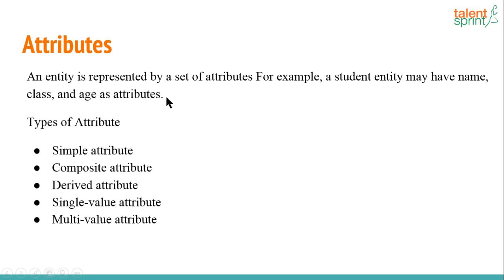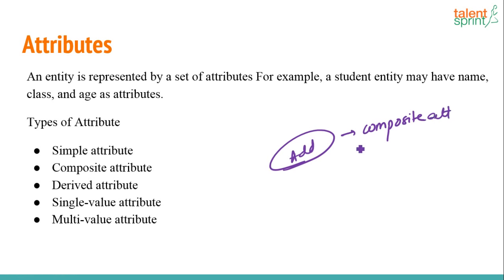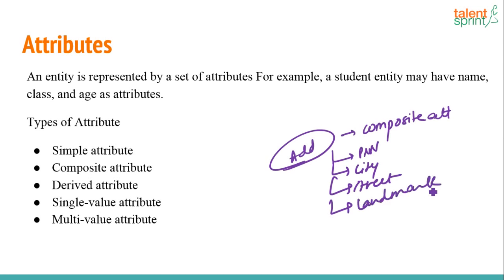Okay, now attributes can be of different types. So we saw student has different attributes. So we can have a simple attribute, we can have a composite attribute. So address, for example, can be a composite attribute. So it consists of more than one thing. Okay, it consists of PIN, it consists of city, it consists of street, it consists of landmark, right? It consists of state, all these things.